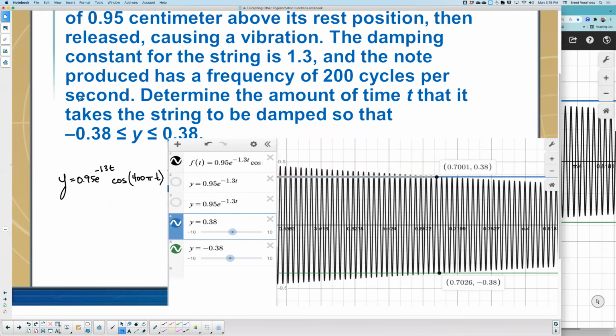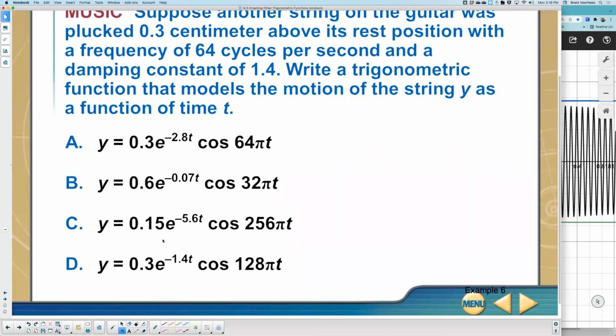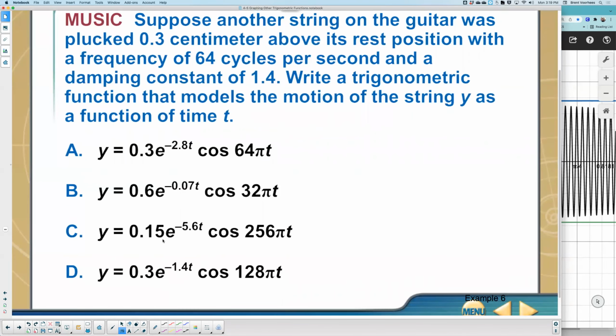So it takes approximately 0.7 seconds for the values to be damped to where they're in between those two numbers. And I just took this one because it was smaller, and it's approximately 0.7. So after approximately 0.7 of a second, you are damped within those values. All right, so your turn. You can try this one. Just pause your video, find your equation to get your solution.